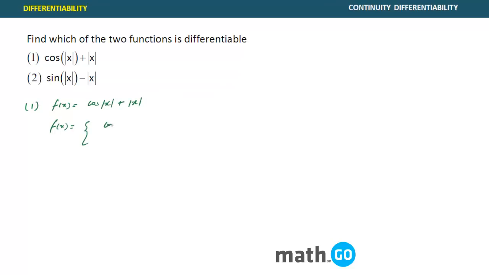Now first of all, before I go further, just tell me how we can split this. I can split this as cos of minus x plus minus x when x is less than 0, and cos of x plus x for x greater than or equal to 0, right? Or if I still modify it, because I know cos of minus x is nothing but cos x, this becomes cos x minus x, and cos x plus x, for x less than 0 and x greater than or equal to 0.